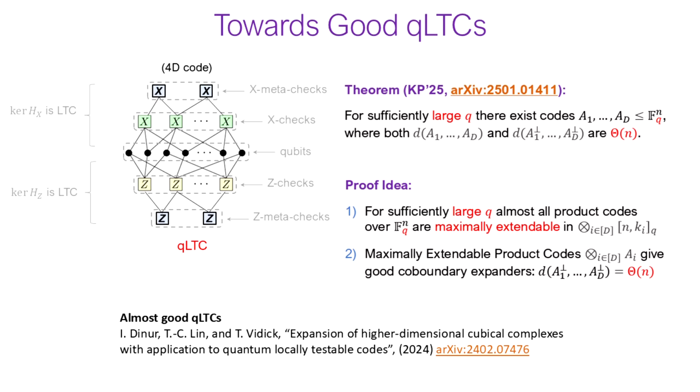And if our product code has this property, then it turns out that this gives you exactly what we need to get these codes of very large high dimensional distance. Okay, thank you for your attention.